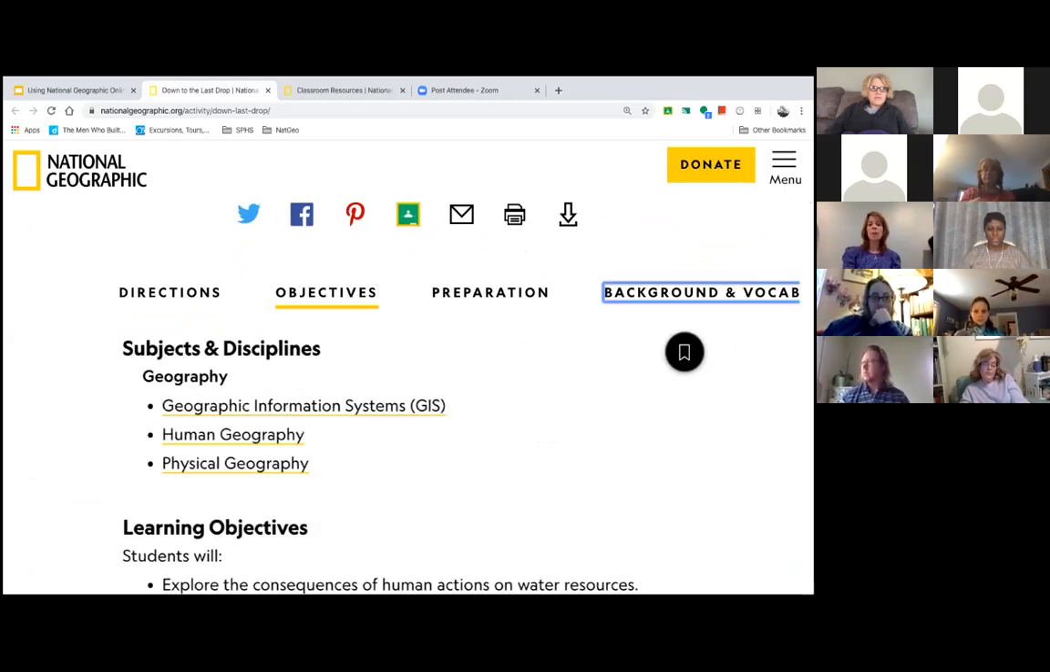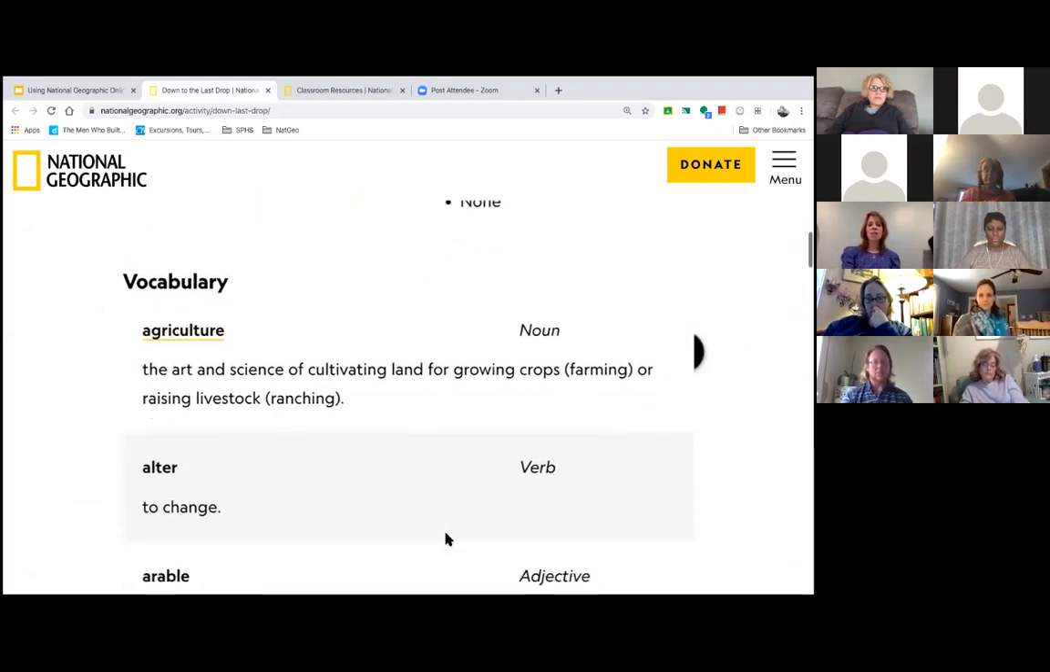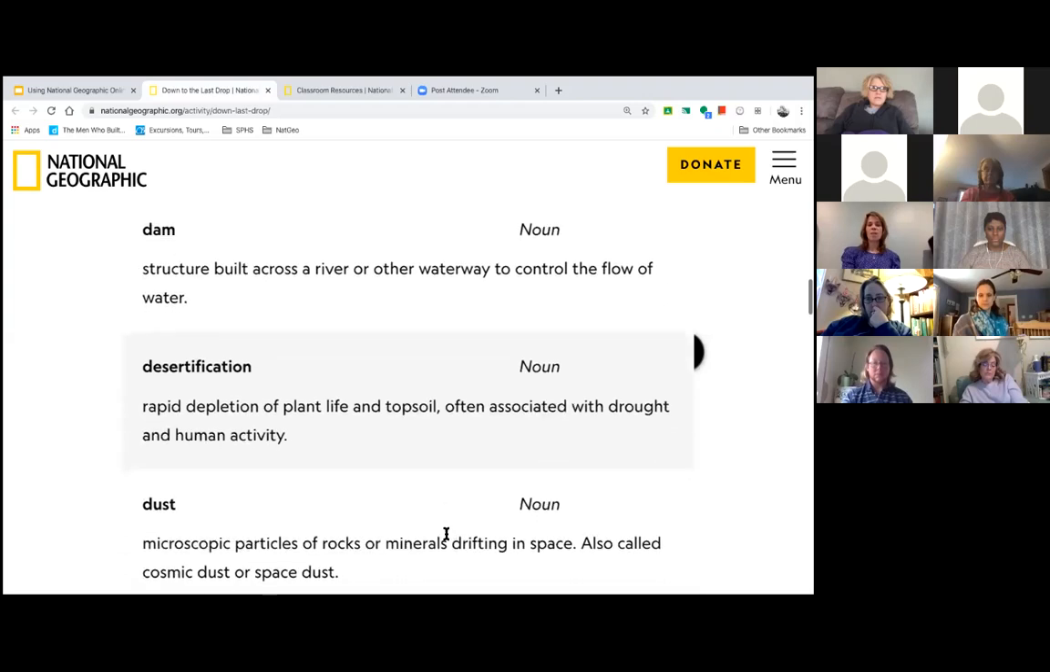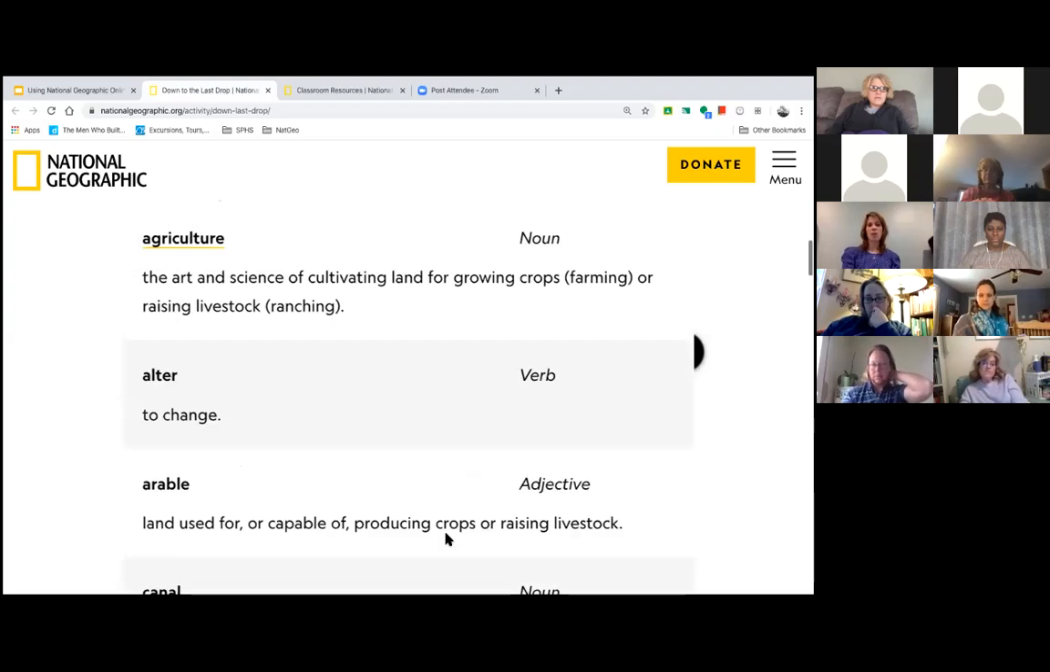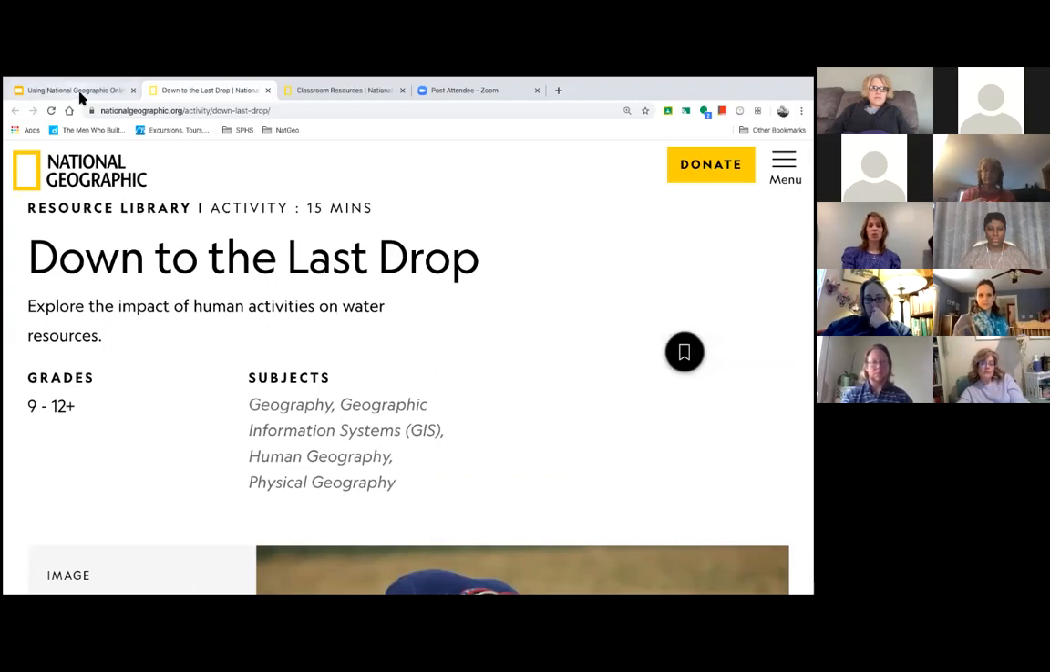There's vocabulary. No prior knowledge needed, no prior activities. So you could send students in blind to this activity to use it as an intro to whatever unit you're going to go through. And then it actually will have all kinds of activities to do with them as well to work through the units and suggestions that you might be able to use.